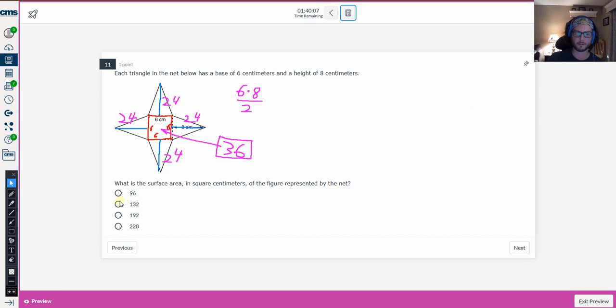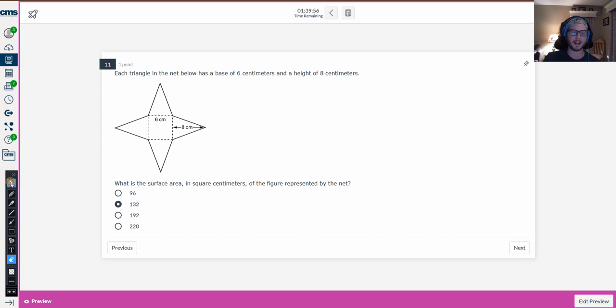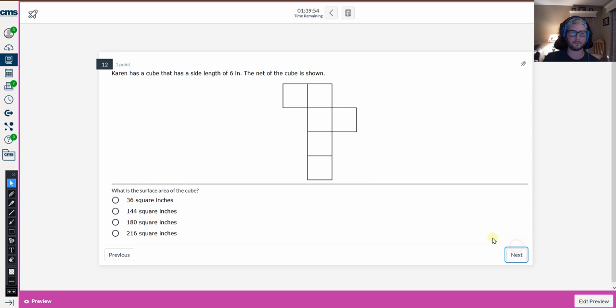And you might have seen for just a second there on the screen, if you forget to add that little square, you will get 96. So be very careful to make sure you're not forgetting any shapes when you're adding these together.